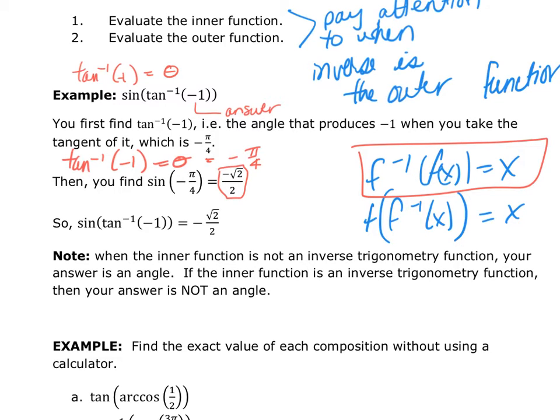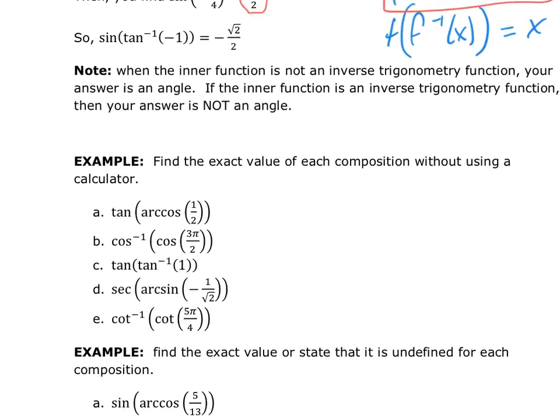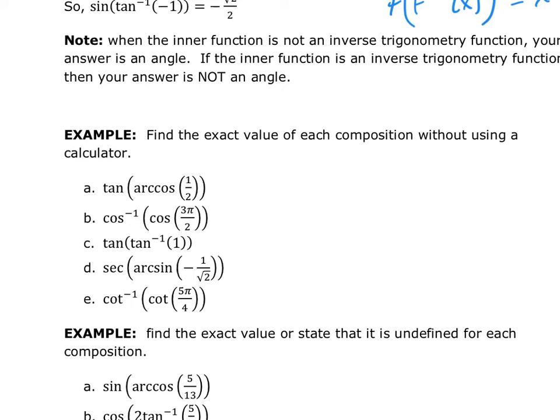So pay attention to who is on the outside and who is on the inside. You are always chasing the angle that produced that answer when you're doing the tangent, cotangent, secant, cosecant, sine and cosine of the inverse. You are chasing angles that produced those answers. So without using a calculator, determine what these answers are.